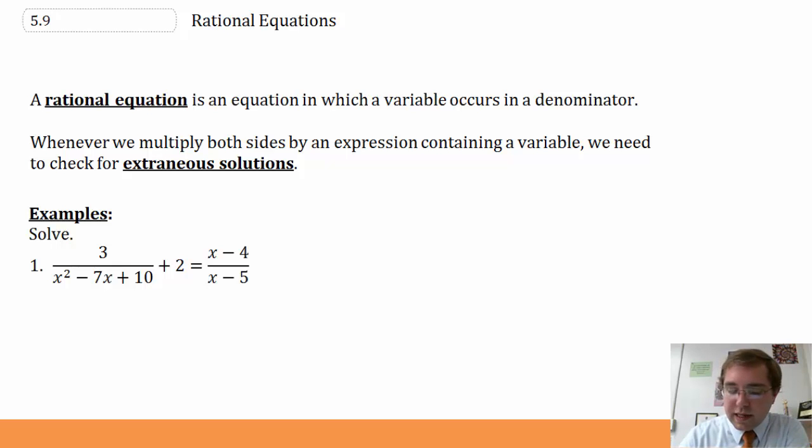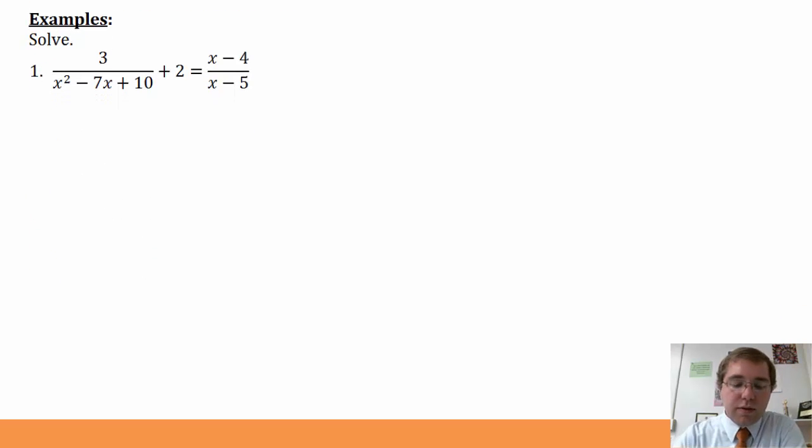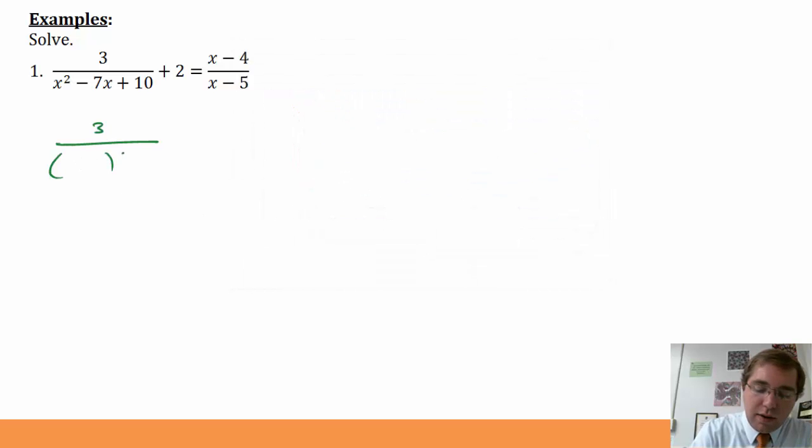So let's see an example of a rational equation. Number 1 here. Our task is to solve this equation for x. So we've got 3 over x squared minus 7x plus 10, then plus 2 equals x minus 4 over x minus 5. This is definitely a rational equation because the variable occurs in a denominator. So the way we're going to solve this is to multiply both sides by the least common denominator. That means we need to figure out what the common denominator is, which means we need to factor our denominator. So we factor x squared minus 7x plus 10, and that will factor as x minus 5 times x minus 2.